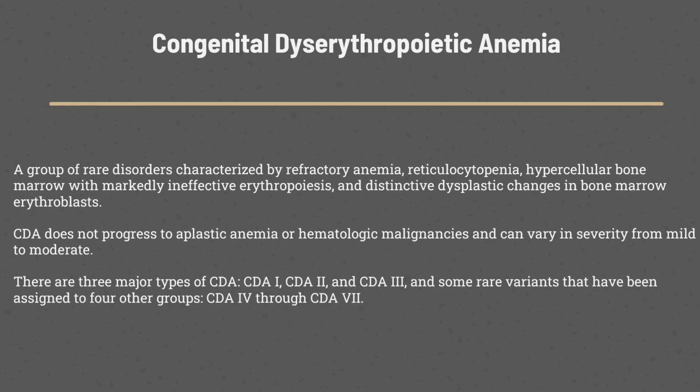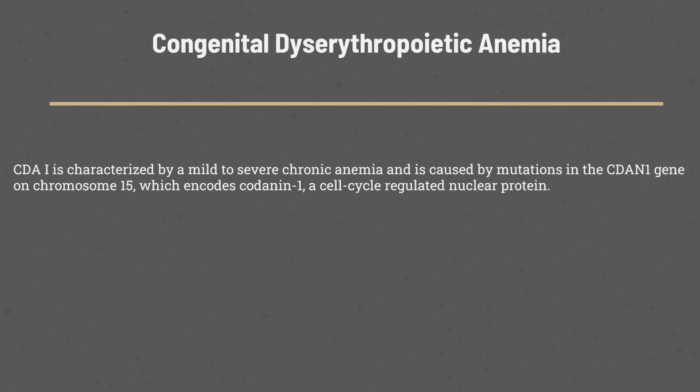There are three major types of CDA, CDA1, CDA2, and CDA3, and some rare variants that have been assigned to four other groups, CDA4 through CDA7. CDA1 is characterized by a mild to severe chronic anemia and is caused by mutations in the CDAN1 gene on chromosome 15, which encodes codanin 1, a cell cycle-regulated nuclear protein.